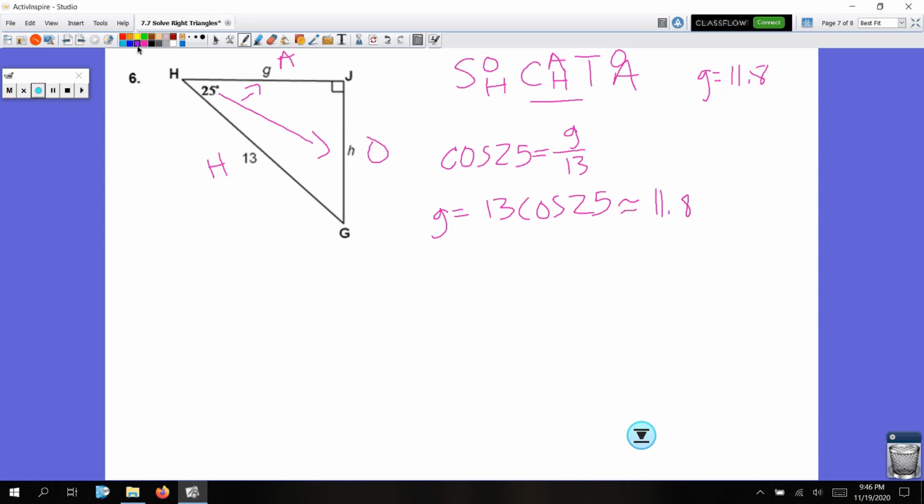Let's find H, okay? H is opposite. I have hypotenuse. I'm going to use sine. So sine of 25 degrees is equal to H over 13. Again, same operation. Clear the fraction. Get H by itself, right? H equals 13 times sine of 25. Bust out our fancy little calculators and plug it in. 13 times sine of 25 is 5.5. All right, so H equals 5.5.